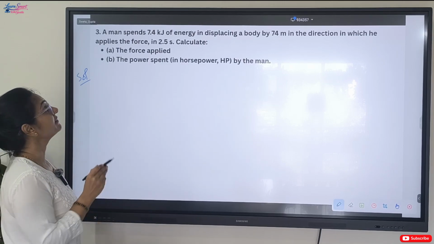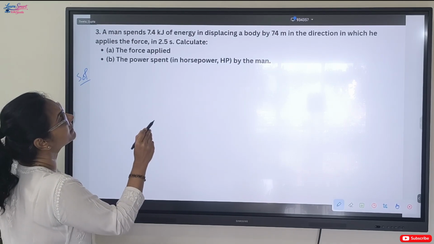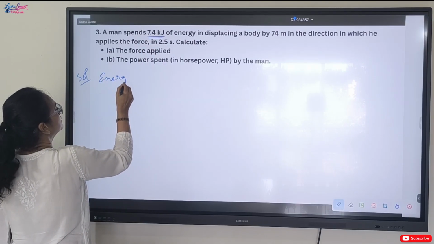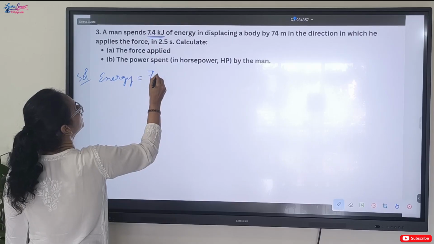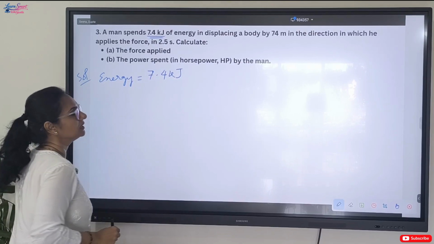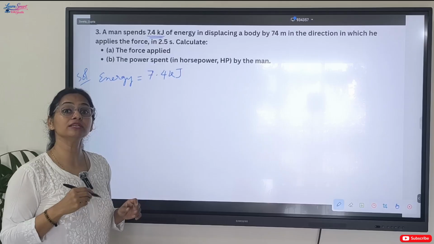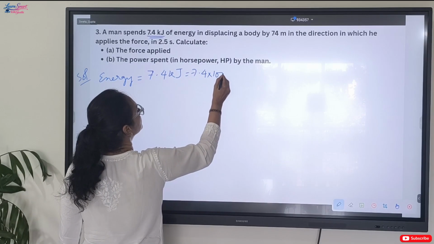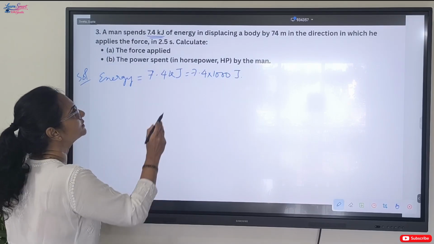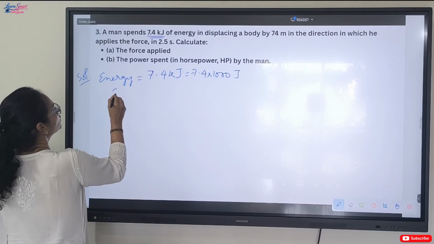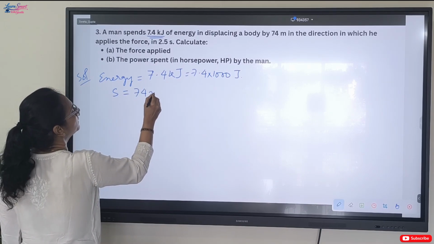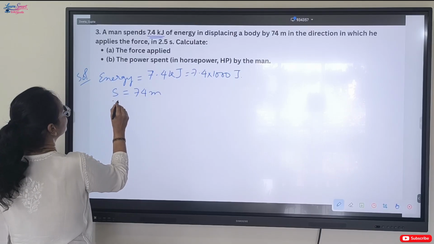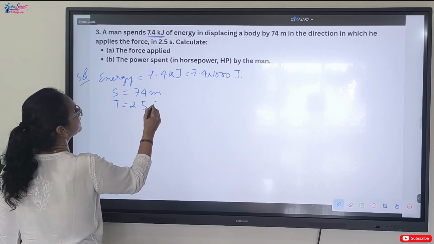A man spends 7.4 kilojoules of energy in displacing a body. So this much is the energy. So energy is how much? 7.4 kilojoules. Now we should always convert our values in SI unit. So we will write 7.4 into 1000 joules. Now in displacing a body by 74 meter, so displacement S is 74 meter in the direction in which he applies the force in 2.5 seconds. Time is also given, 2.5 seconds.